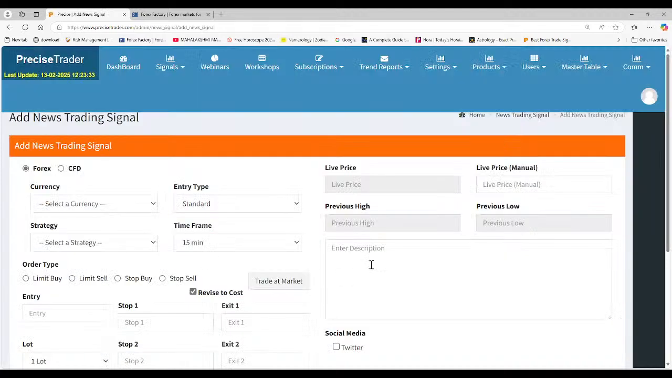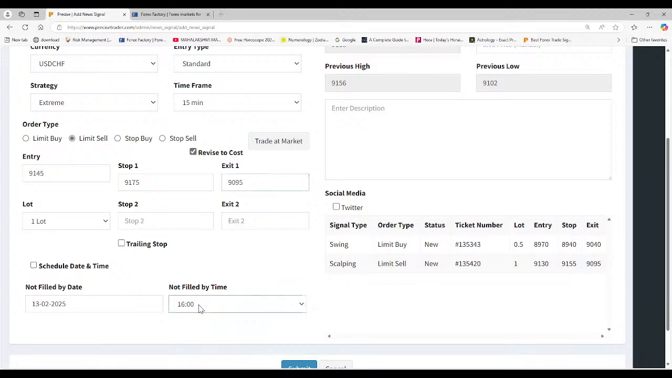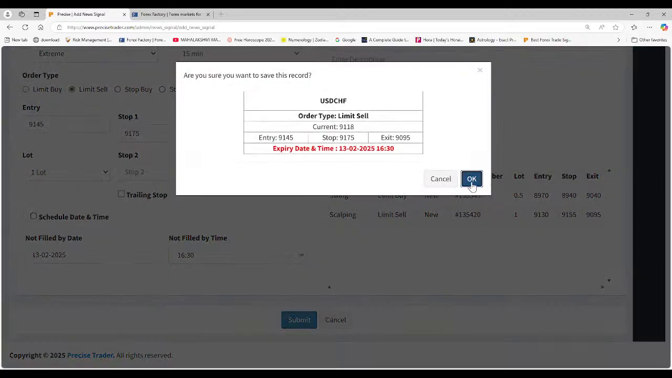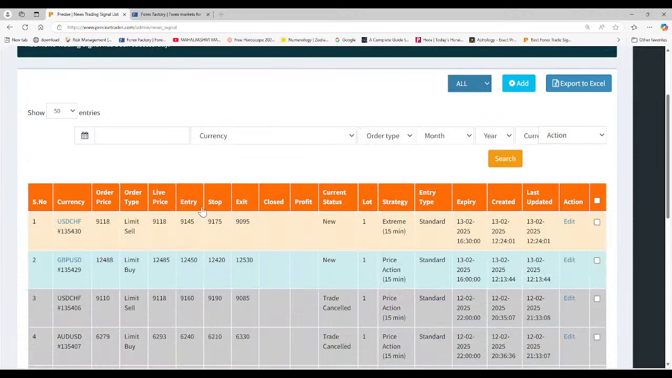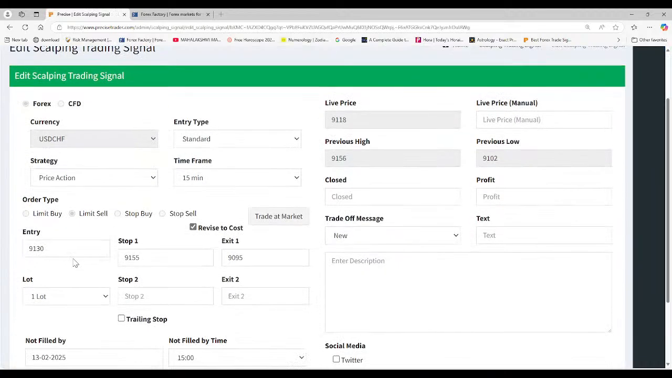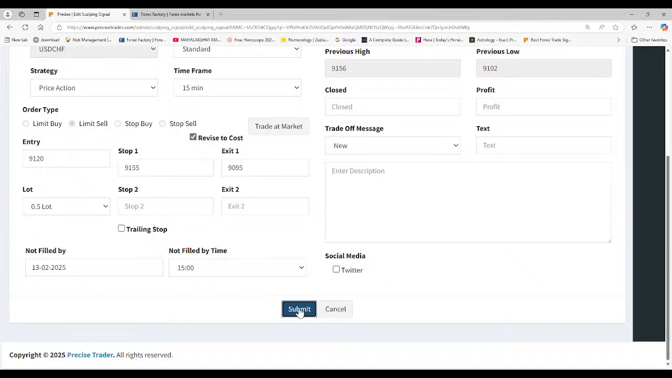Now what we can do is go for a news trade, selling at 91.45, 91.75, 90.95. The data is out at 3:30, so we'll give 1 hour for this trade. Then, because this is still in a very tight range, we'll go for 91.20 and 91.55 and 90.95, and this is half lot, and this is 3 o'clock before the data is out.